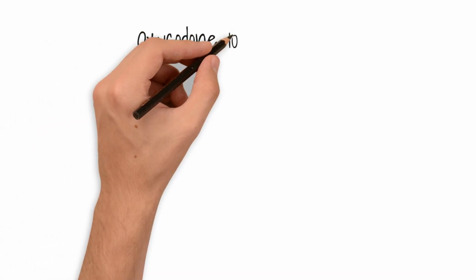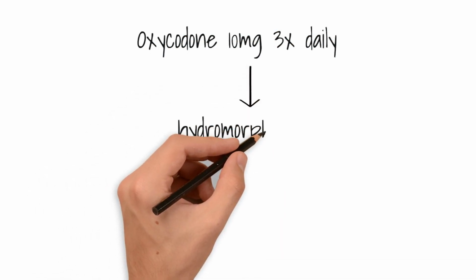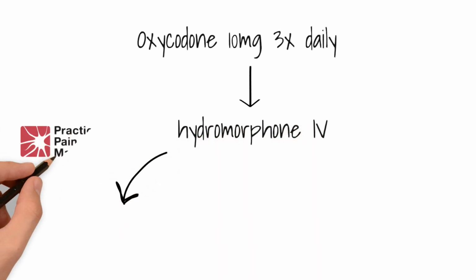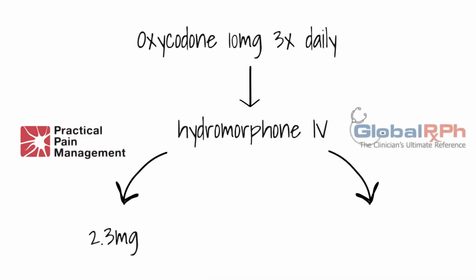Let's return to our case. Let's pretend the patient is on oxycodone 10 mg 3 times daily, and we want to convert to IV hydromorphone. If we use the Practical Pain Management calculator, we will get 2.3 mg. If we use Global RPH on the other hand, we will get 2.25 mg. As we can see here, the dose is more like a range than an absolute number. And this is also the dose before we factor in any cross-tolerance.